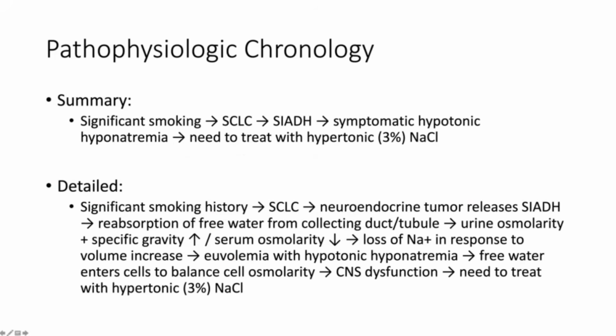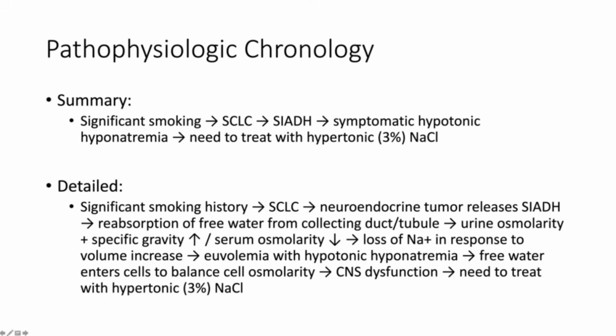So again, my detailed pathophysiologic chronology would be a significant smoking history. Small cell lung cancer is the most smoker-associated cancer. Small cell and squamous cell both are the ones most associated with smoking, but small cell especially, in people with really high pack years, like 50 or 100 pack years. It's a neuroendocrine tumor, so neuro meaning it responds to neural signals, and endocrine meaning it can release hormones. So unsurprisingly, it can release ADH.